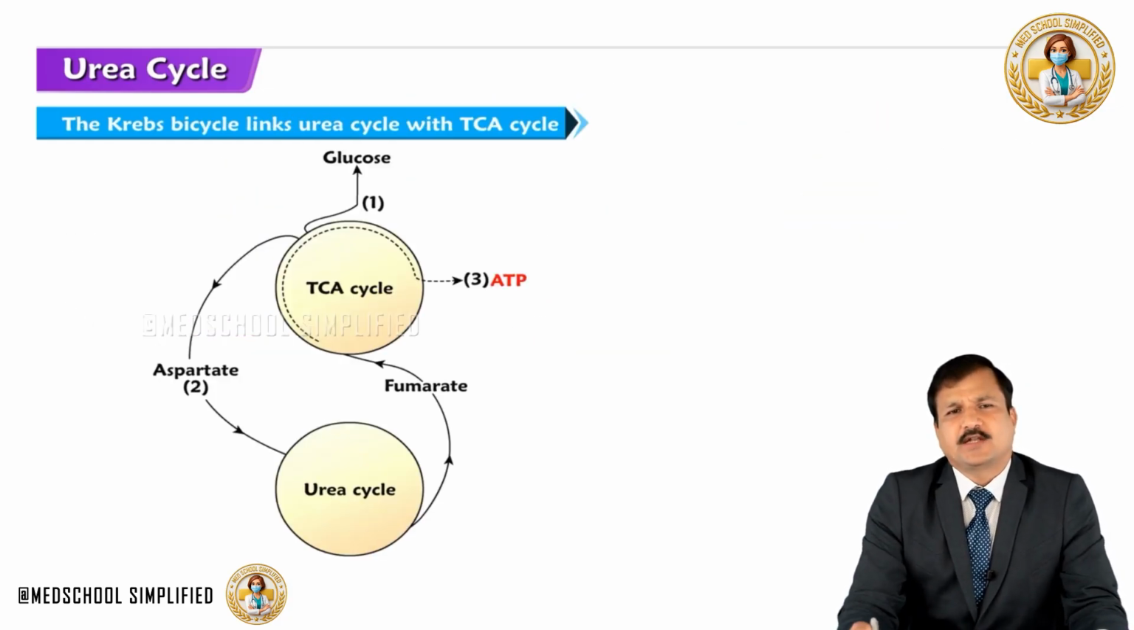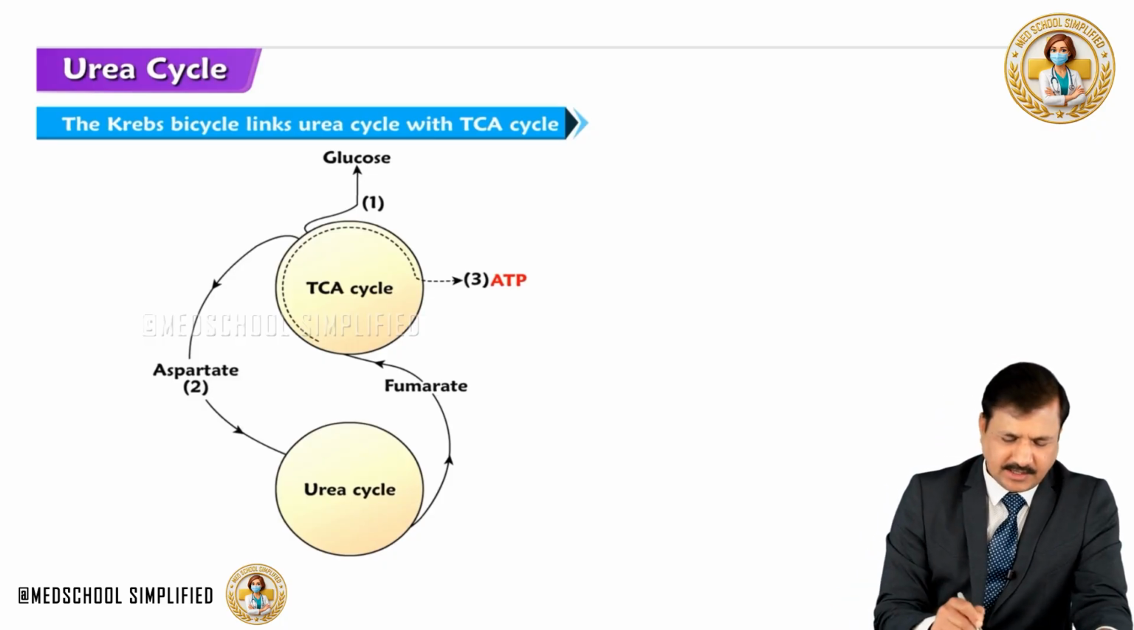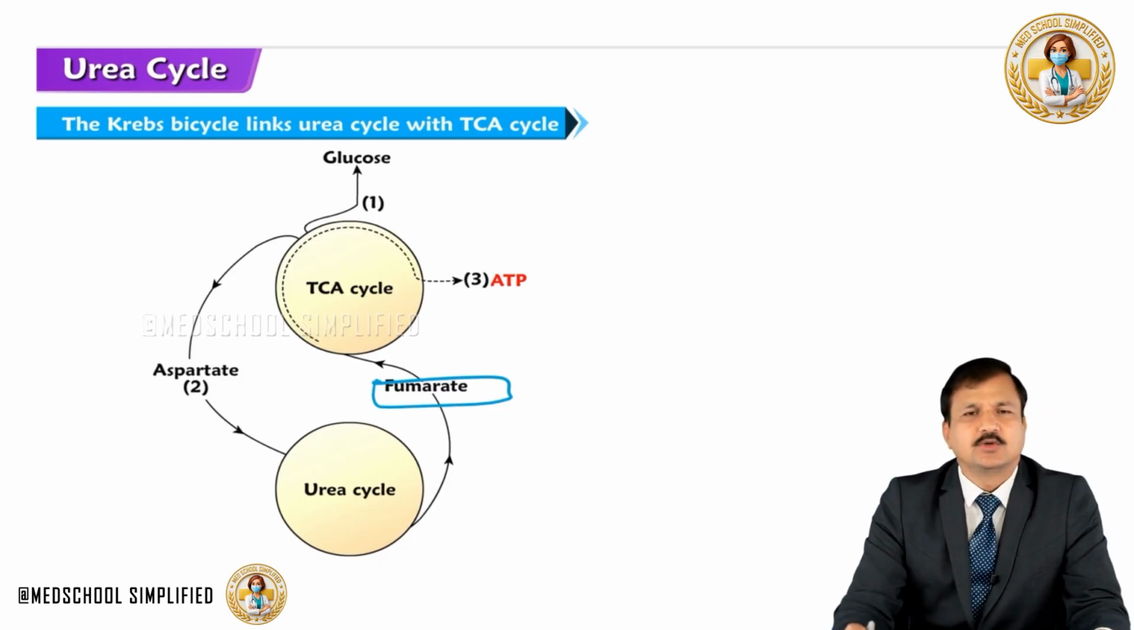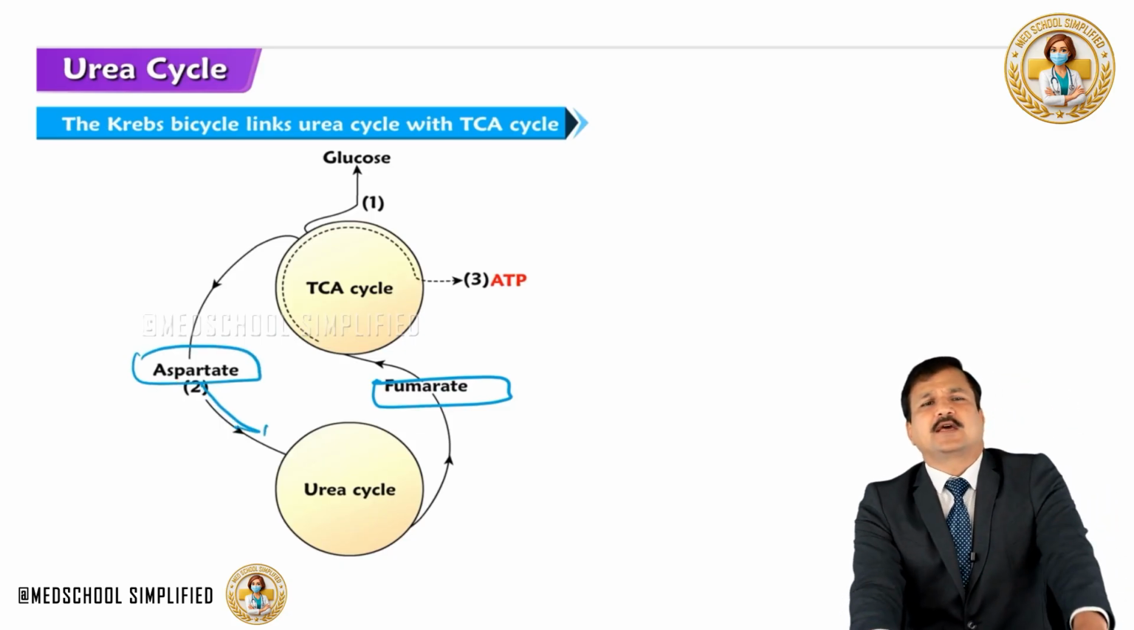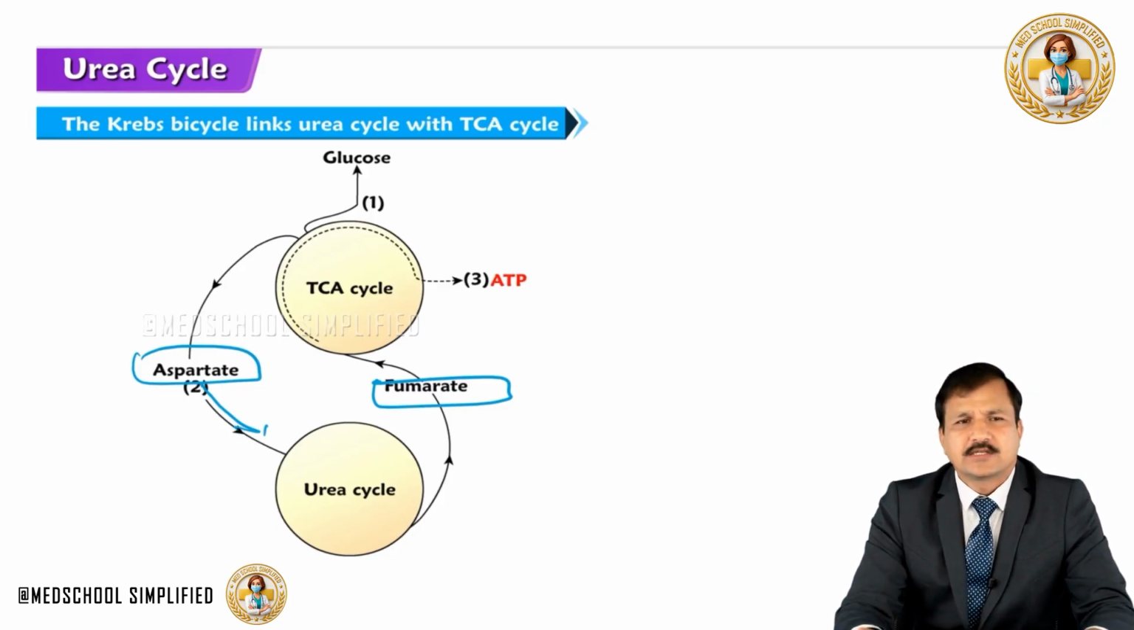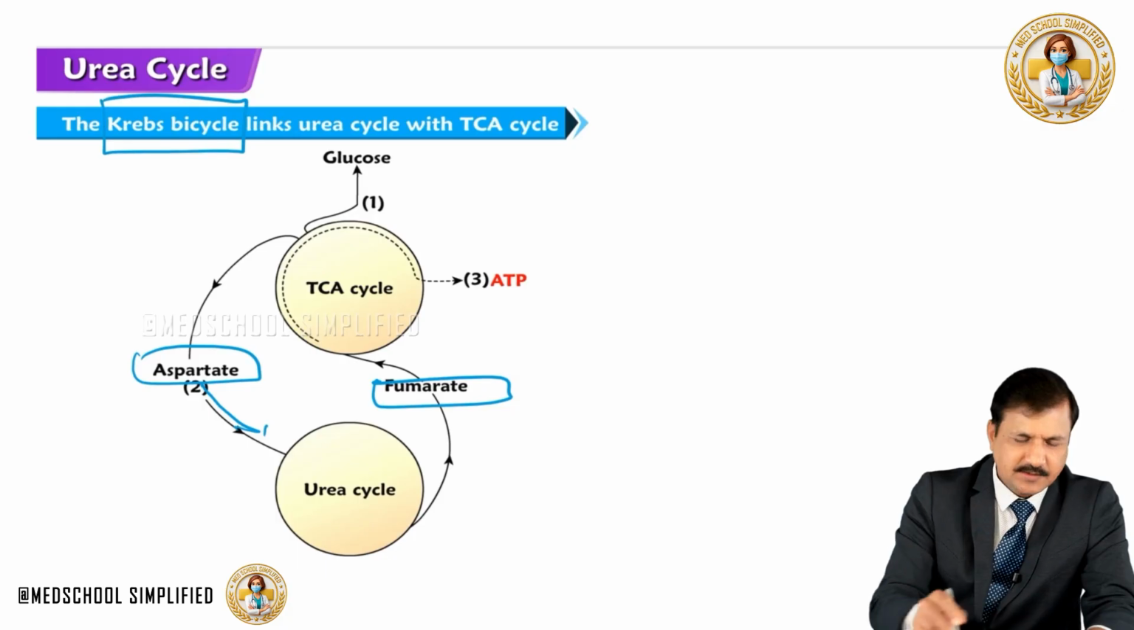Now let's look at what is the fate of fumarate that has been released in the urea cycle. So the fumarate enters into the mitochondrial matrix and undergoes the TCA cycle where fumarate is converted to malate. Malate will move out of mitochondria to get into the cytoplasm, and in the cytoplasm malate is converted back into oxaloacetate, and oxaloacetate will form aspartate in a transamination reaction, and that aspartate gets into the urea cycle. So this type of link between our TCA cycle and urea cycle is referred to as the Krebs bicycle.